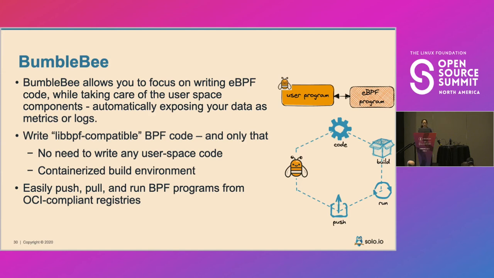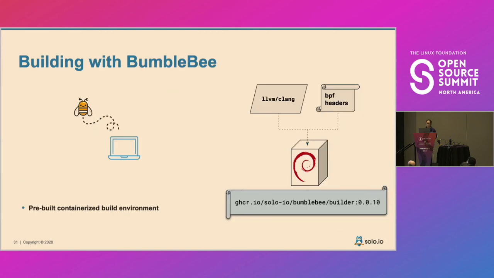Bumblebee also provides libbpf compatible BPF code, so we only support the newer Linux kernels that are based on libbpf. Then you can use the push, build, run, the whole life cycle with OCI compliant registries like Google registry or GitHub registry. So let's talk about how Bumblebee works.